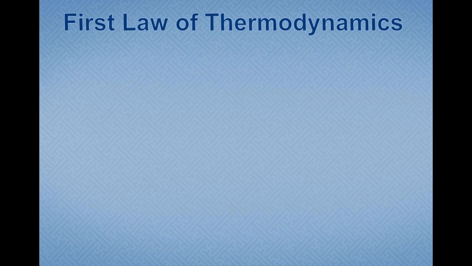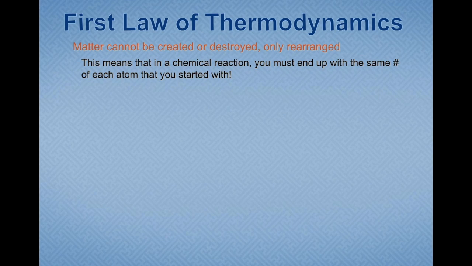Now, you might also remember from the beginning of the semester the first law of thermodynamics, which states that matter and energy cannot be destroyed. They can be converted to different forms, but you always end up with the same amount that you started with. Now, in terms of matter alone, this law can be broken down to state that matter cannot be created or destroyed, but it can be rearranged. So this means that in a chemical reaction, you can rearrange how atoms are bonded with each other. However, you must always end up with the same number of each atom that you started with.